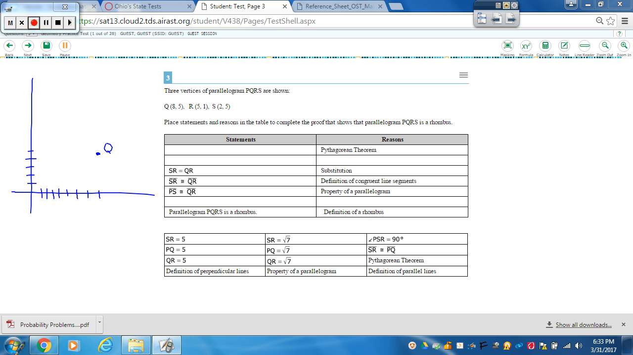Okay. We've got R at 5, 1. 1, 2, 3, 4, 5, up 1. And that is R. Okay. And S is at 2, 5. 2, 5.